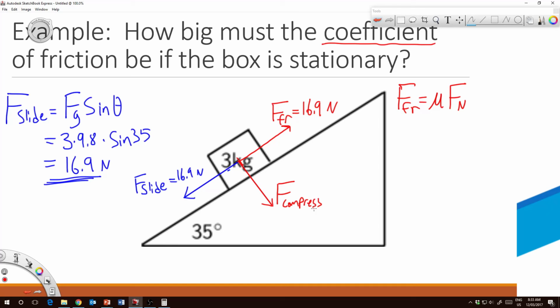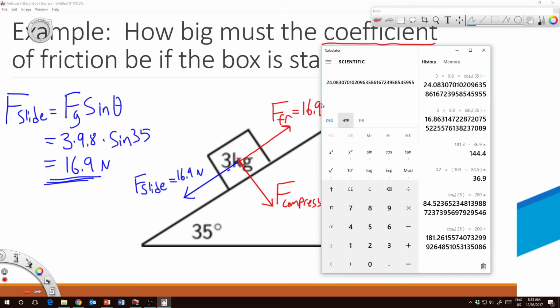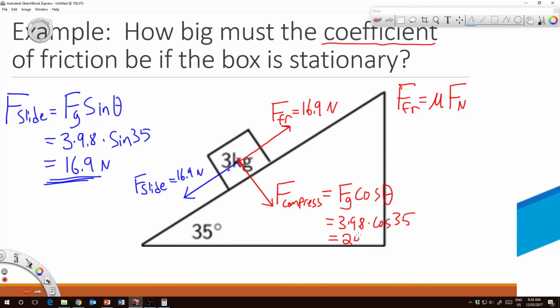So force compress. To calculate the force compress, we just pull the formula from the previous example, Fg times cosine theta. So this will be 3 times 9.8 times cosine 35 equals 24.1. 24.1 newtons. That's my compressing force.